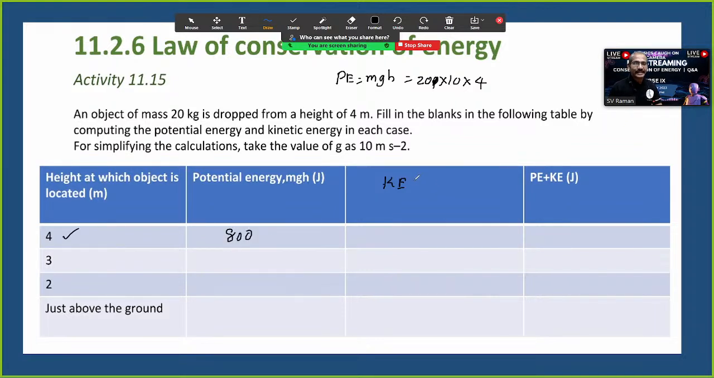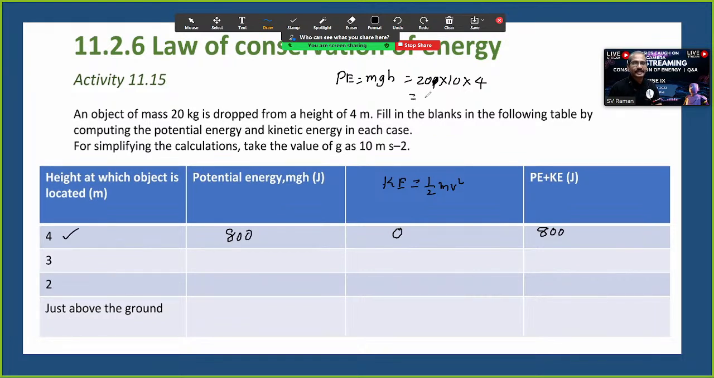So what about kinetic energy? KE is equal to half mv squared. Here velocity we don't know at 4 meters height. But which is the highest height? So kinetic energy will be 0. At 4 meters, which is the topmost, only potential energy is applicable. There is no kinetic energy. So what is the total energy? That is 800. Clear?